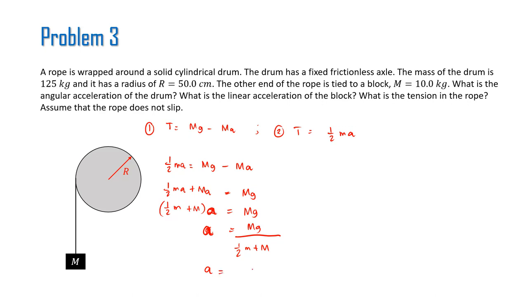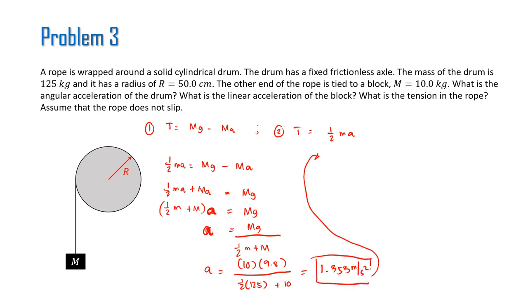So we have a is equal to the mass of the block, 10 kilograms, multiplied by 9.8 meters per second squared, divided by 1/2 times the mass of the drum, which is 125 kilograms, plus the mass of the block, which is 10 kilograms. Okay, so this is equal to 1.353 meters per second squared. So we have now obtained the linear acceleration of the block.